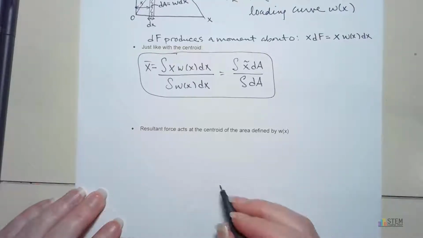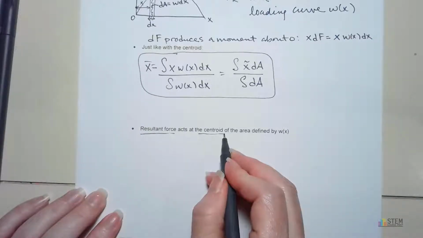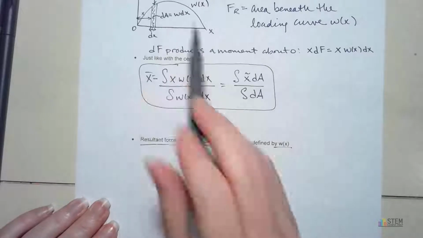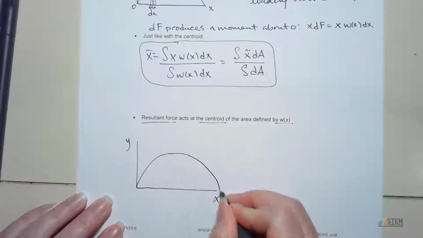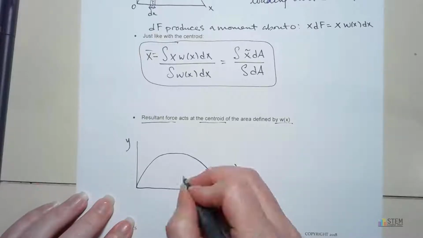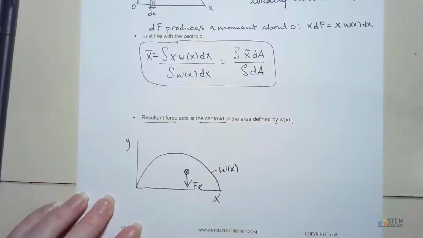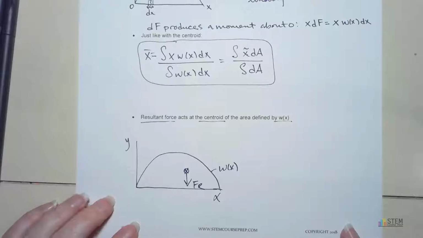And last thing before the examples, our resultant force, since if you notice it's related to the centroid here, it's going to act at the centroid of the area defined by w of x. So if I draw this same thing here, that same figure, let's just say it looks like that. Here's w of x. I'm going to find the centroid of this area, and then my resultant force is going to act at that centroid location. All right, so that's how we're going to relate centroids to distributed loads.